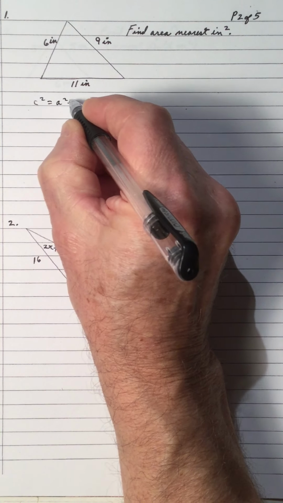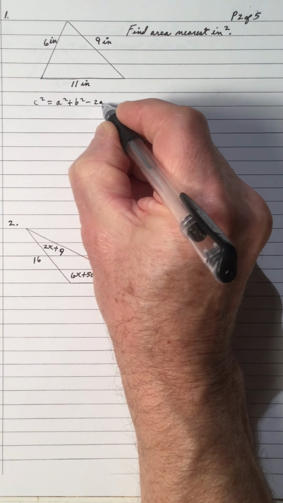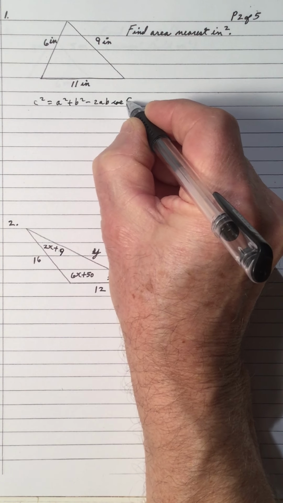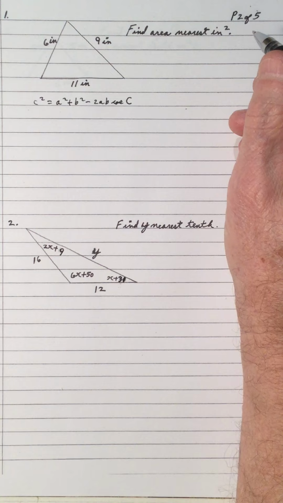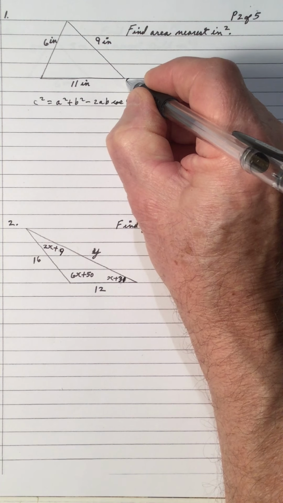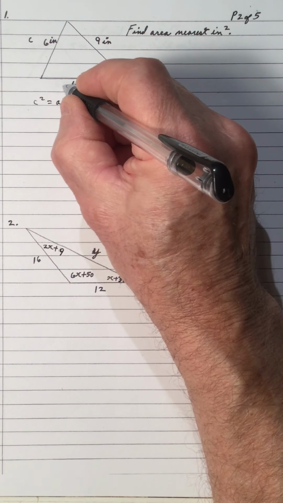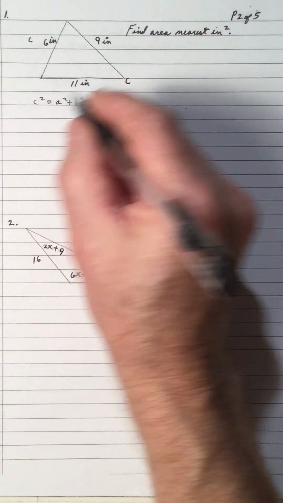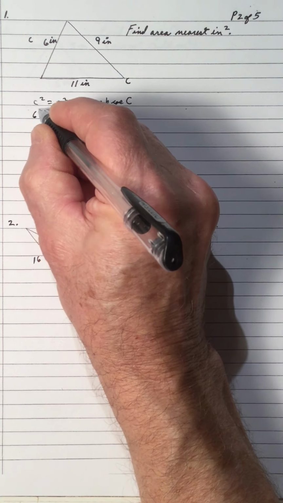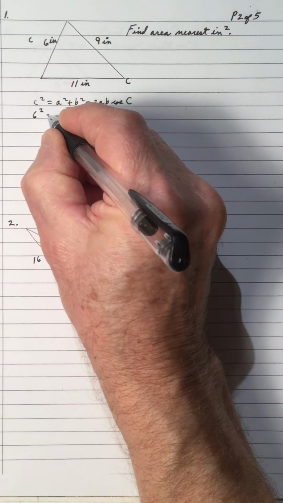c squared equals a squared plus b squared minus 2ab cosine C. And we want to find the area. So I'm going to label this as angle C. This is small c, and I'll label the other two, it makes no difference. So small c is 6 inches. Side A is 11. B is 9. Minus 2 times 11 times 9, cos angle C.